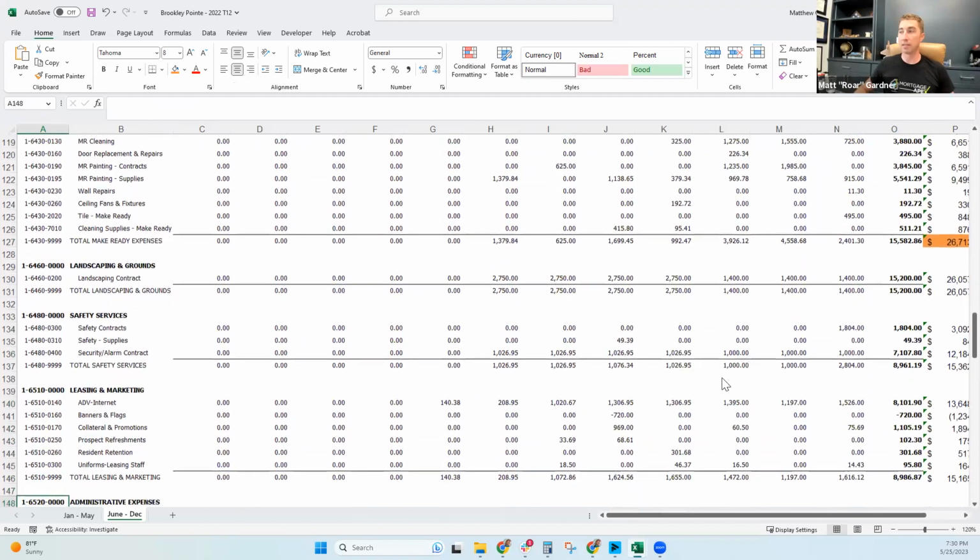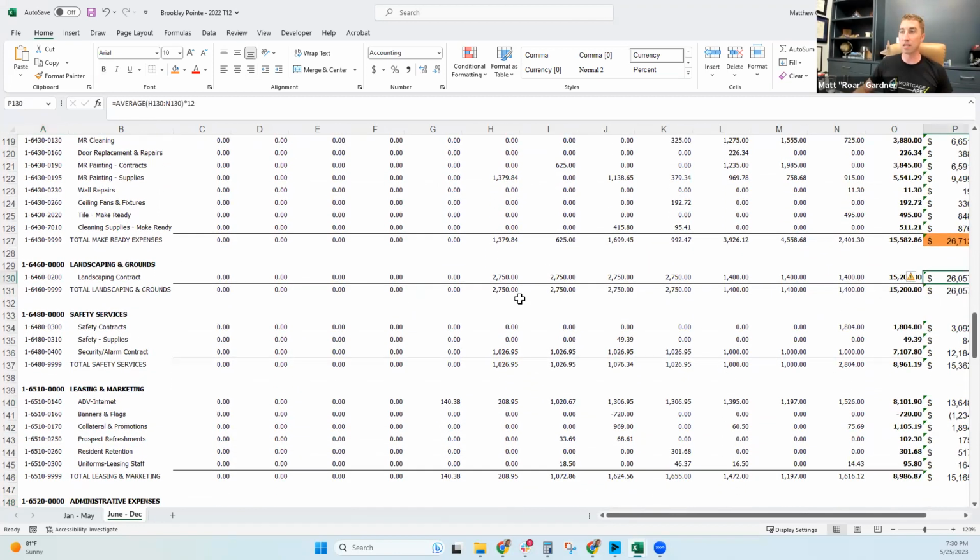So as I'm going down, I'm looking at landscaping, you can do your basic check. Okay, does it make sense for roughly $2,000 a month-ish for landscaping? Yeah, that's probably about right for a big unit like that.